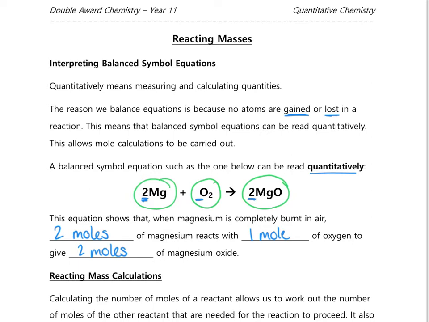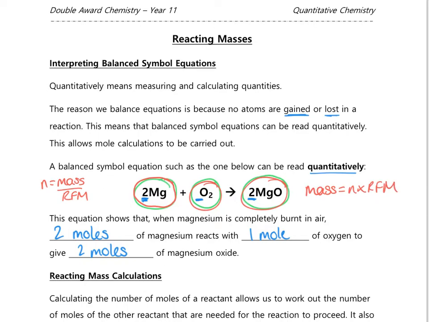And actually, we can work from our mass as well. So if we were given a certain mass of magnesium, I could calculate the number of moles of magnesium by using the equation N equals mass over RFM. Then I could work out the number of moles of oxygen that I would need, or the number of moles of magnesium oxide that we produced. And if I wanted to work out the mass of either of those things, I could use my equation mass equals N times RFM.